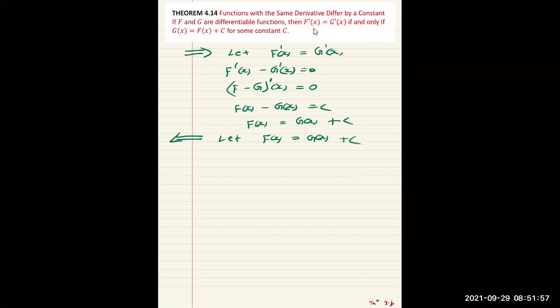This is so straightforward. You just differentiate both sides of this equation with respect to x. If I differentiate the left hand side, you get f prime of x. If you differentiate the right hand side, you get g prime of x plus the derivative of c, which is 0. c is a constant. That will give you f prime of x is equal to g prime of x. Okay. That completes the proof of the theorem. Okay. Let's move on.